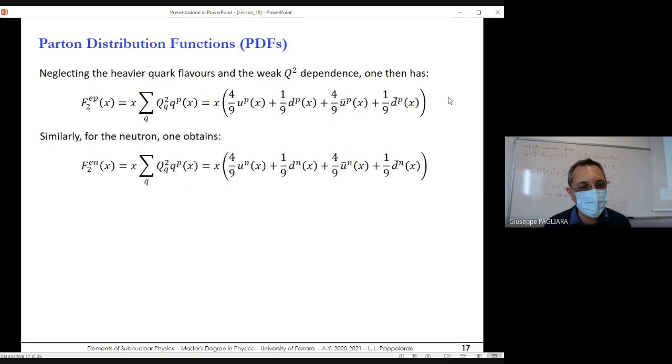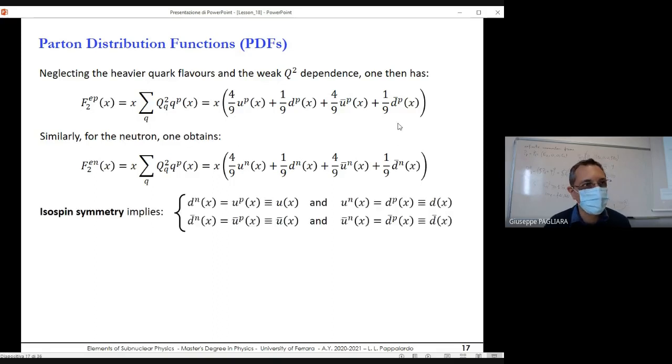Then we can do the same for the neutron, of course, okay? So the distribution is exactly the same, but now the difference is that one has to consider the distribution of up quark in the neutron, of down quark in the neutron, etc. And there is, of course, a smart way to merge the two things, which is by exploiting the isospin symmetry. We know that from isospin symmetry, the proton is just the counterpart of the neutron. They are just members of the same isospin doublet. And so, based on isospin symmetry, for instance, the distribution of down quark in the neutron corresponds to the distribution of up quark in the proton.